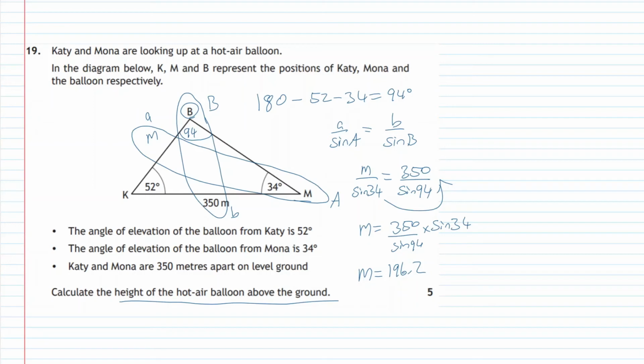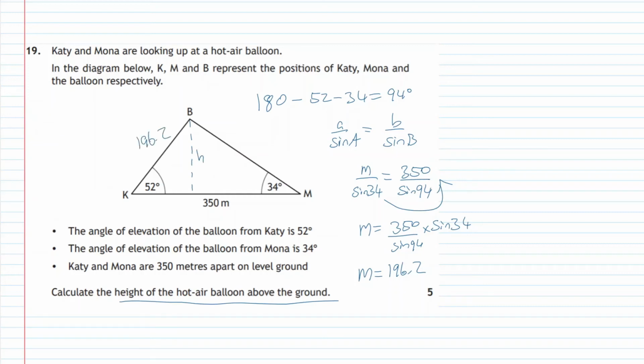Okay, and the diagram's got a little bit messy, so I'm going to draw it all out now, but in your exam you can just recopy the diagram however you want to do it. And remember, what we're looking for is this height here, h, and we've now got this side 196.2. And oh look, now we've got a right angle triangle here, because the ground is perpendicular to the height. And we've got the hypotenuse, and we're looking for the opposite side, which is h. And we've got an angle, so we can use SOHCAHTOA.